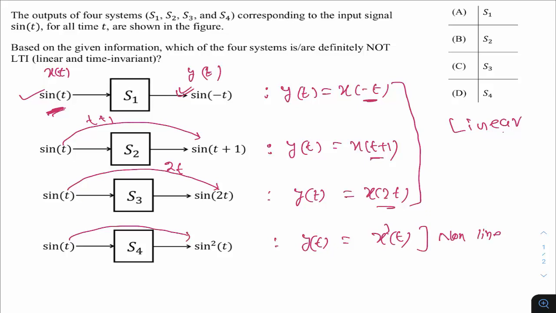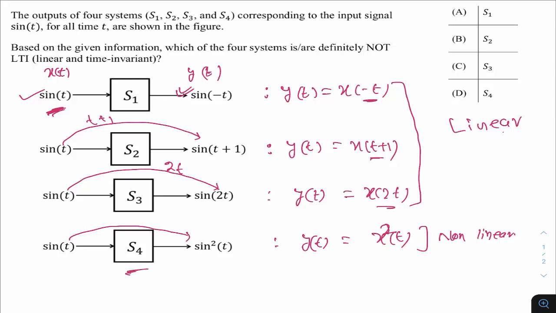Why is the last system non-linear? Because here we are manipulating the amplitude, like x square t, x cube t, square root of xt. If you are manipulating the amplitude, it will definitely lead to the non-linear case. Okay, so linearity we have commented. Let us now comment regarding time variant and invariant. In the last case, that means in S4.